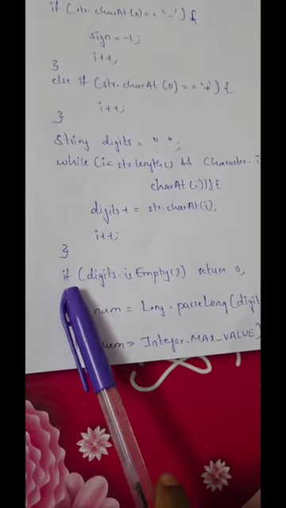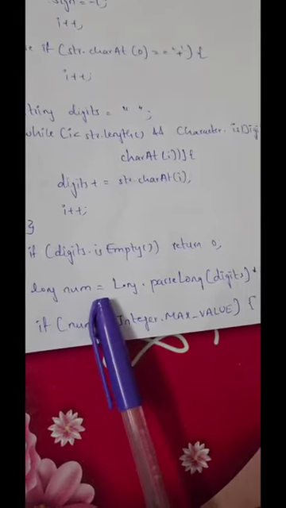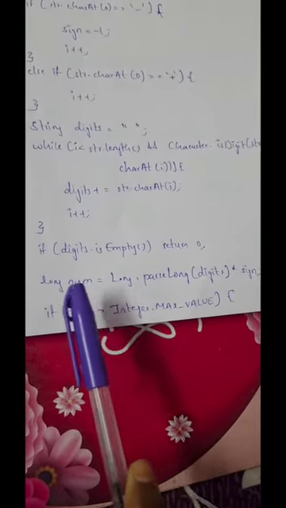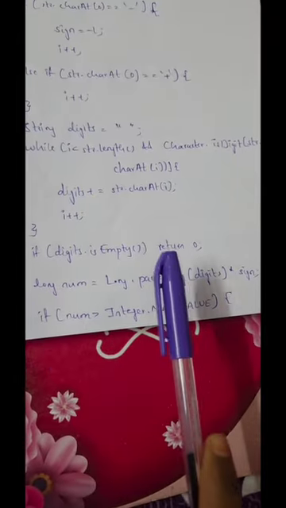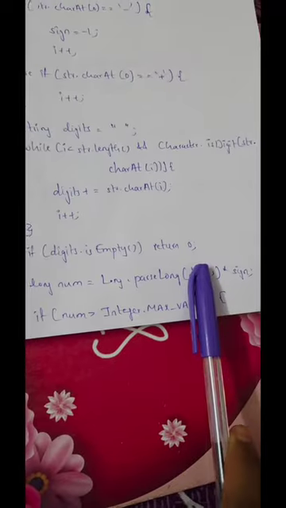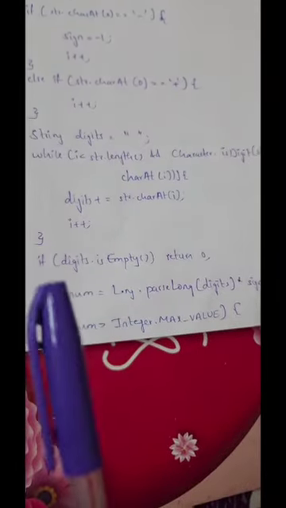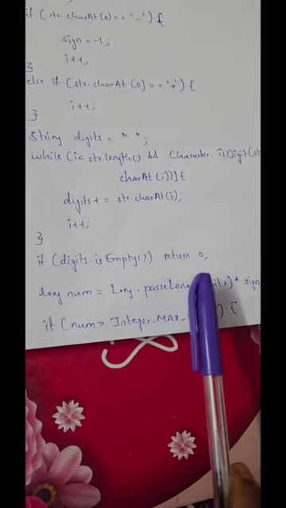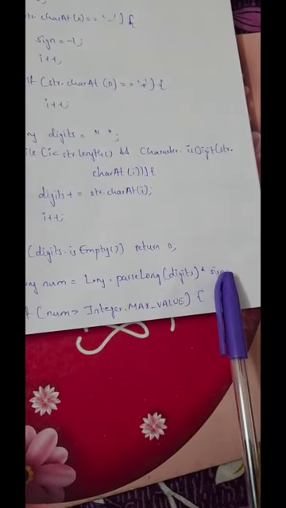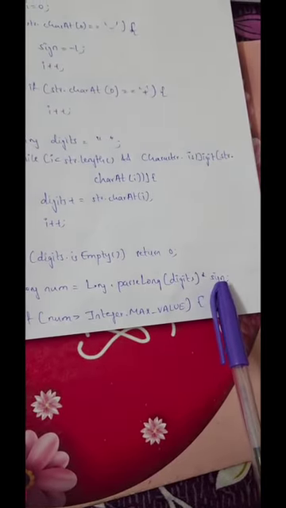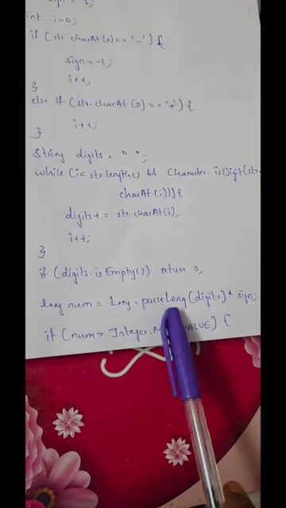And if digits is empty, we return 0. And here we check the condition for whether it is within 32-bit or not. Why are we taking long? To avoid integer overflows, we are using long. And we convert that digits, which is in the form of a string, into long type, okay? This parseLong converts the string into the long type. And times sign means if sign equals -1, we make it a negative number, and if it is 1, we make it a positive number.